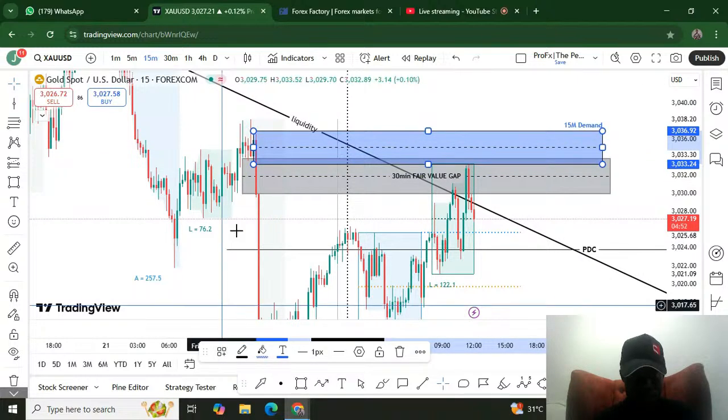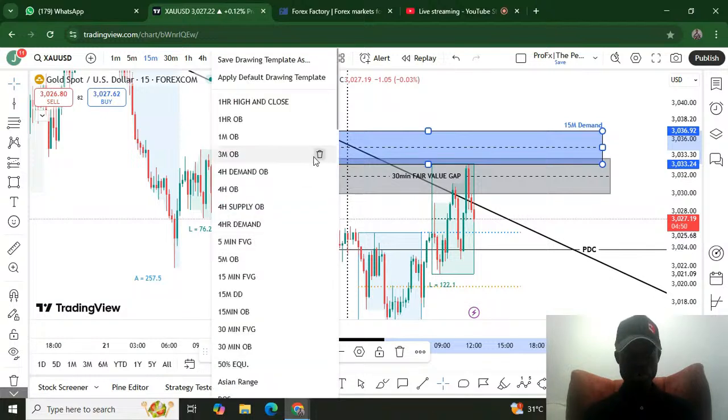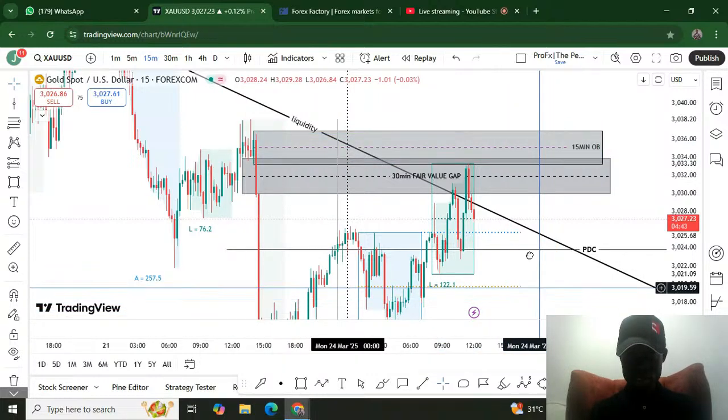If you meet that first entry, wait for a pullback. There will always be a retest.